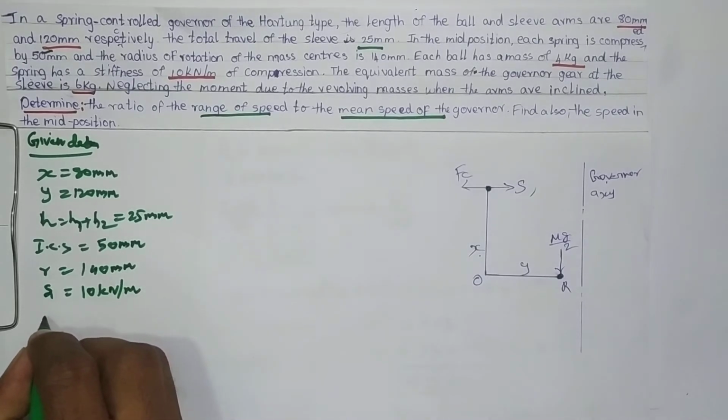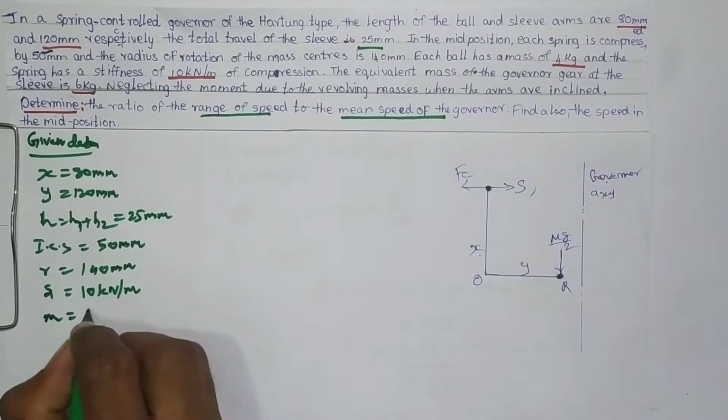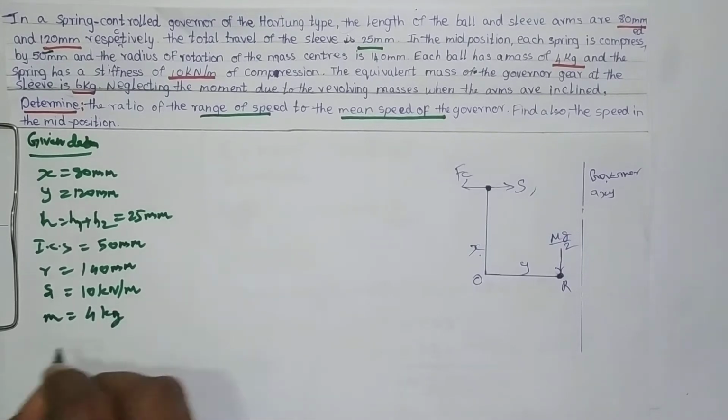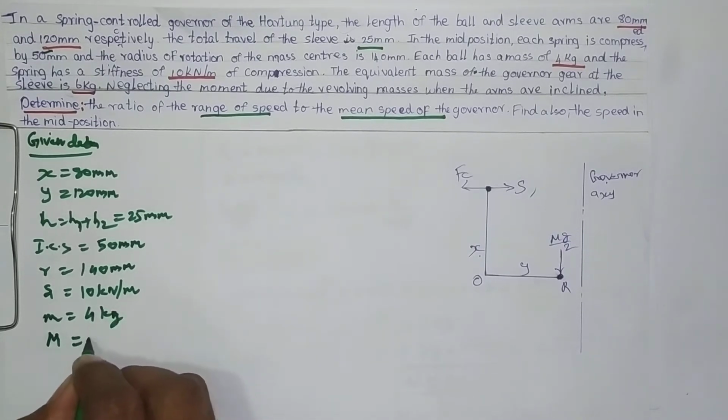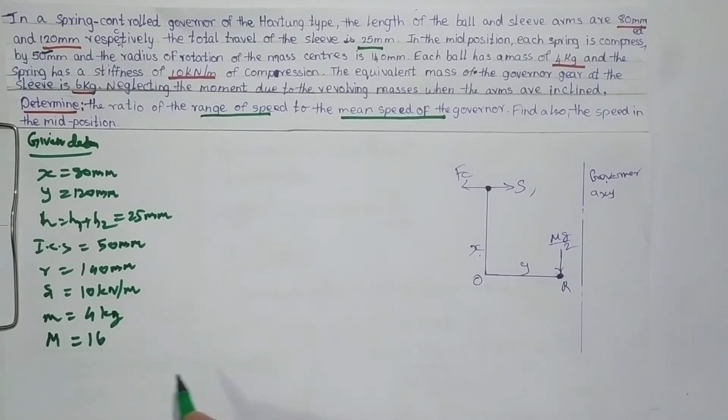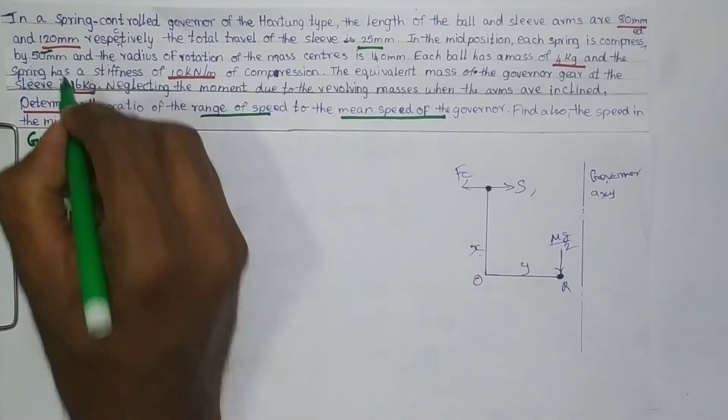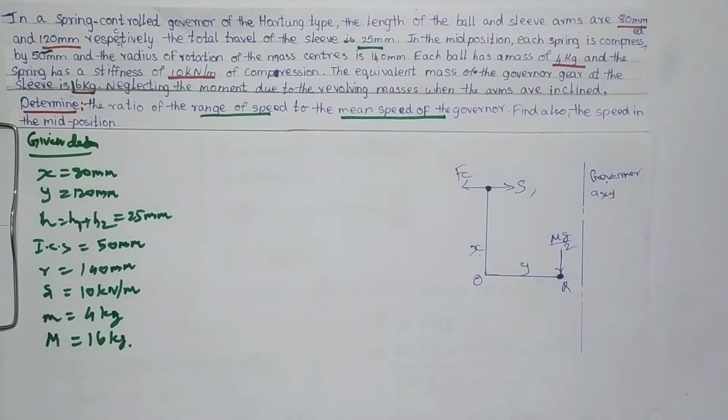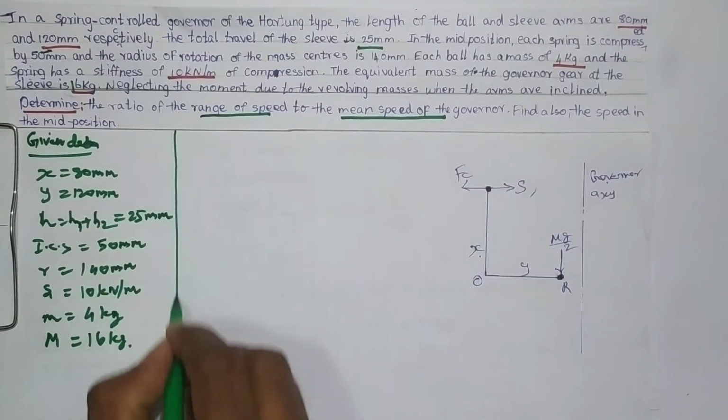Then the mass of the ball is 4 kg, the mass of the sleeve is 16 kg. Right. So in that solution, you should find out the mean speed of the governor.